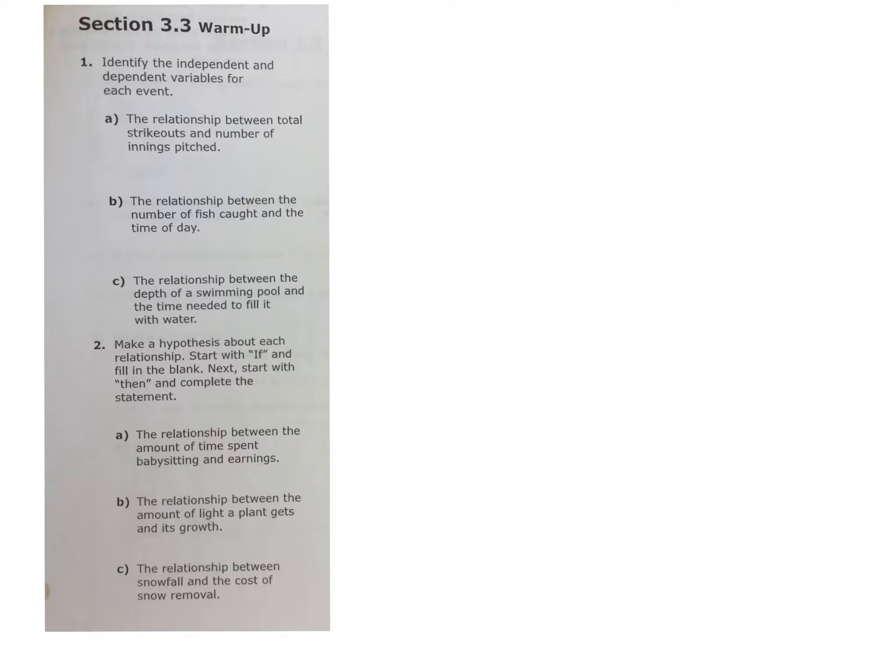Okay, so we have to identify the independent and dependent. You need to figure out which one is dependent on the other. So in this example, we're looking at a relationship between total strikeouts and number of innings pitched. Does the total number of strikeouts depend on the innings or the other way around? Do innings depend on strikeouts? Or do the strikeouts, how many strikeouts you get, depend on how many innings there were?